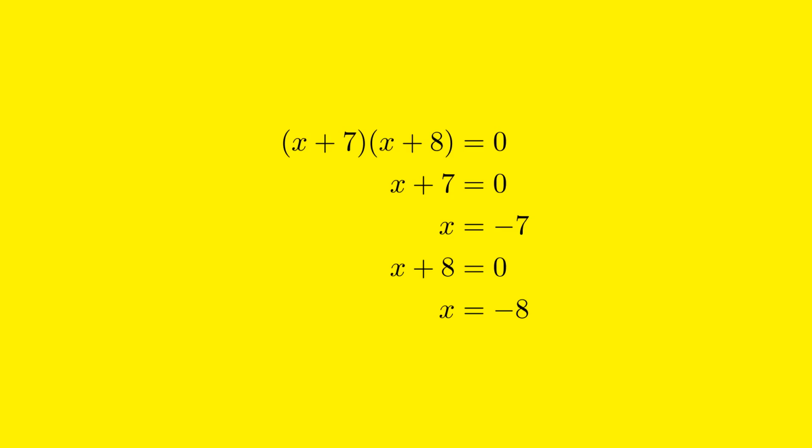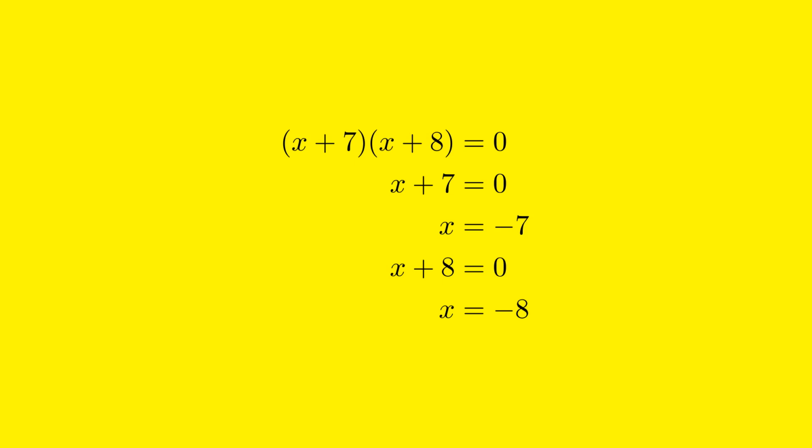In step 2 of solving the quadratic equation x squared plus 15x plus 56 equals 0, we proceed by setting each binomial factor equal to 0, as the equation can now be written as x plus 7 times x plus 8 equals 0. According to the zero product property, if the product of two factors is 0, then at least one of the factors must be 0. Thus, we set each factor, x plus 7 and x plus 8, to 0 and solve for x.